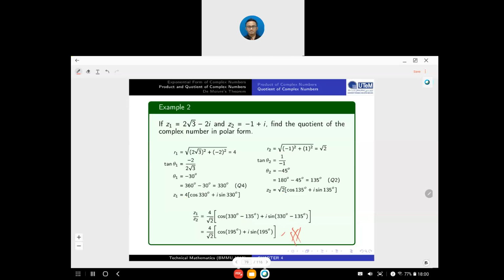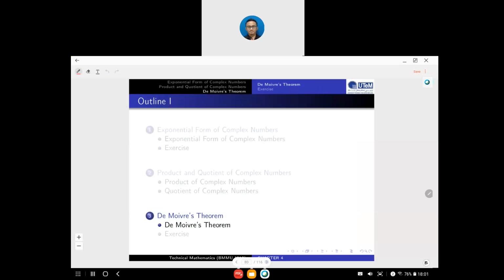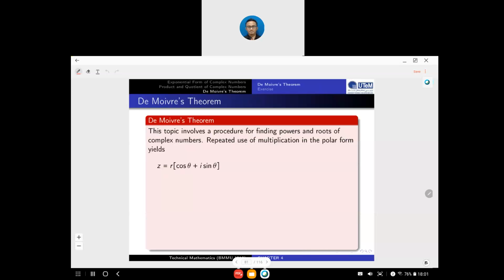Any problems? Okay, now we proceed to our last subtopic for this chapter, and also for today, De Moivre's Theorem. This topic involves a procedure for finding powers and roots of complex numbers. Let's say you want to find z to the power of 31, z to the power of 40. So how to solve it? It comes from this polar form. Let's say you have z equals r times (cos theta plus i sin theta).